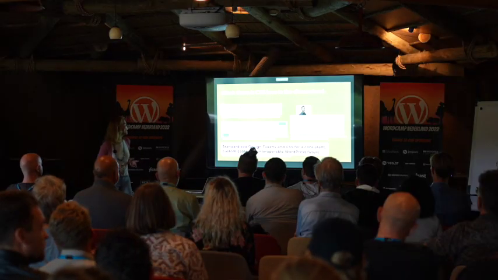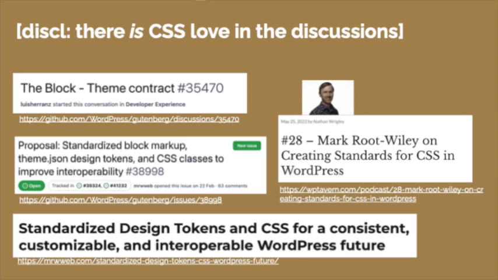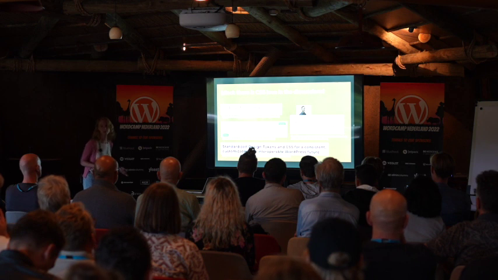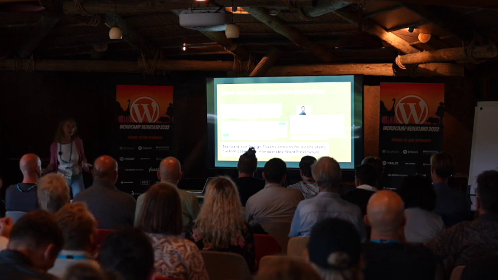Okay, I have to admit, little disclaimer, there was a lot of rumble in the jungle the past year, especially with the 5.8, 5.9 stuff. But Mark Root-Wiley wrote a blog post, a call out for, okay, we need a standardized system. We need an API we can count on, not classes we weren't intended to count on. We need a team contract. How can we build upon it? What can we trust? What might change in the near future?